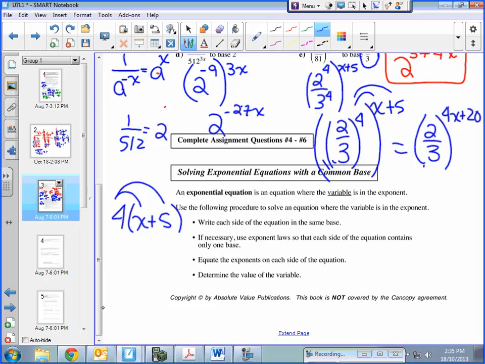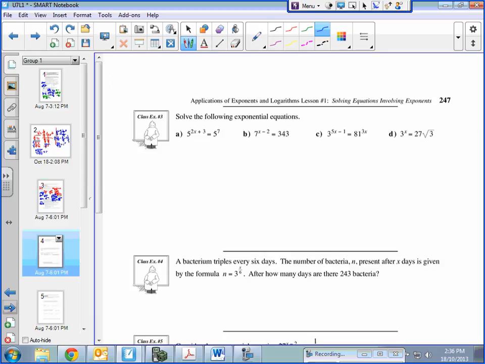An exponential equation has the variable in the exponent, and your base is what's under that variable, okay? So you're going to use this procedure to solve an equation where the variable is the exponent. You write each side with the same base, like I told you why we're doing this. We'll use exponent laws to help us out there. And then once you have that same base, you can set your exponents equal to each other and solve the equation, okay? So this is basically what that's telling us.